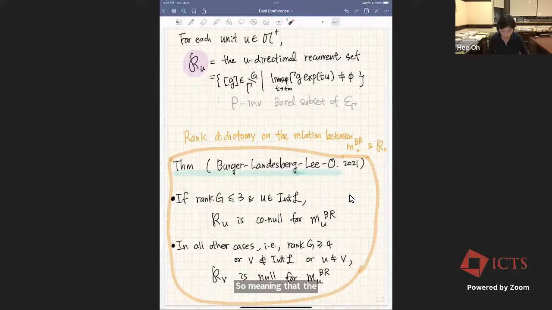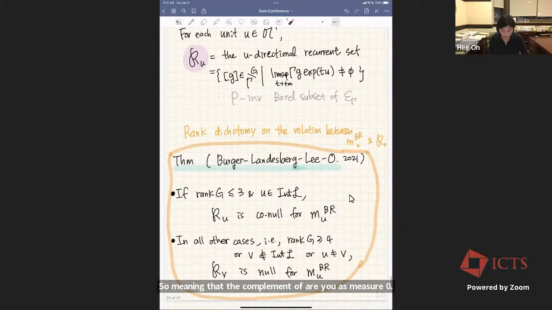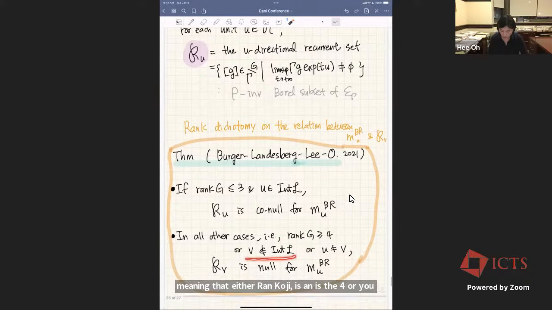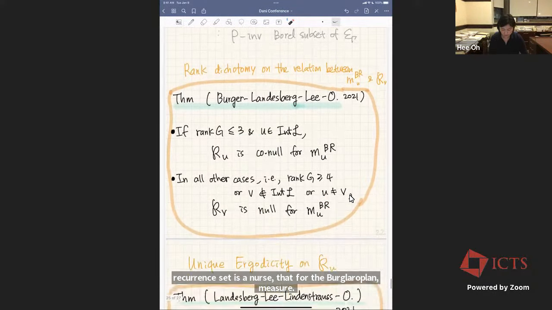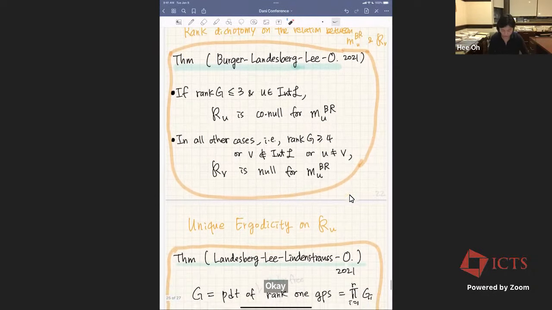And in all other cases, meaning that either the rank of G is at least 4, or you look at a direction which does not belong to the interior of L, or you look at a direction V which is different from U, then the V directional recurrent set is a null set for the Burger-Roblin measure. So this rank dichotomy was a surprising result.